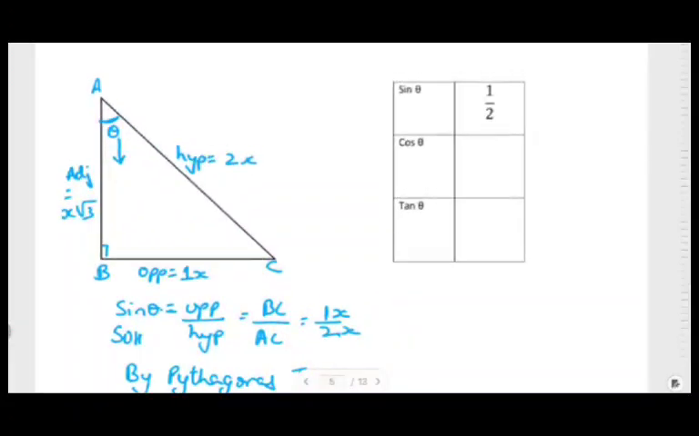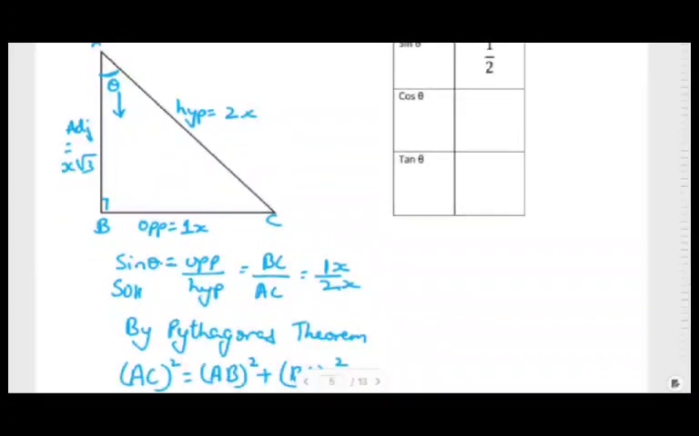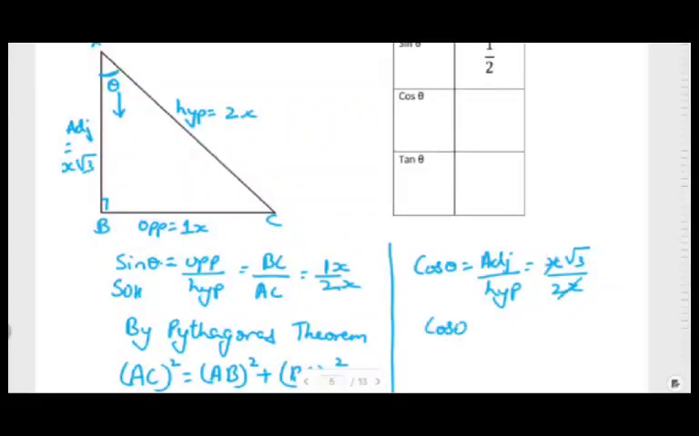Now I have to find cos, which is where I'm going to use ka. So cos theta is equal to adjacent upon hypotenuse. What is my adjacent side out here? X root 3 upon, what is my hypotenuse? 2x, x cancel. My cos theta value is root 3 upon 2. Correct?